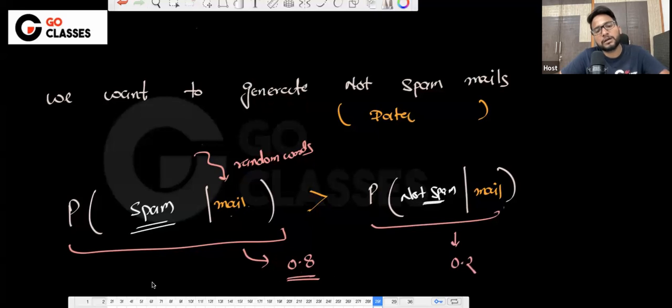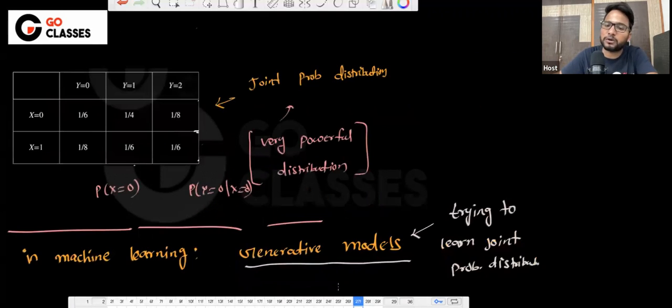Given these random words, you are saying that this mail is spam. So what is happening here is that you have just put some random words, and since you have the joint probability distribution, you can calculate this probability, right? Then you are saying, finally I found a mail which is very likely to be spam, so I can generate spam mails, isn't it? So basically, given the joint probability distribution, you can even generate the data. That's the thing. And there are generative models which work in the same way.